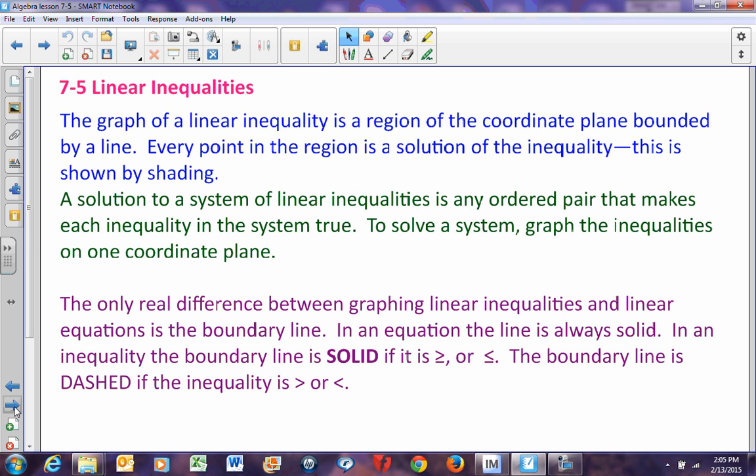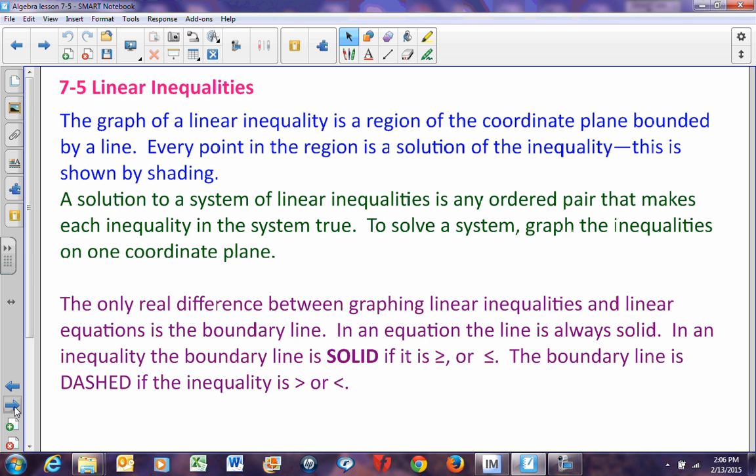The graph of a linear inequality is the region of the coordinate plane bounded by a line. Every point in the region is a solution to the inequality. This is shown by shading a graph. A solution to a system of linear inequalities is any ordered pair that makes each inequality in the system true. To solve a system of inequalities, graph the inequalities on one coordinate plane, shade either using two different colors or two different directions, and where those two shadings cross, that would be the solution.